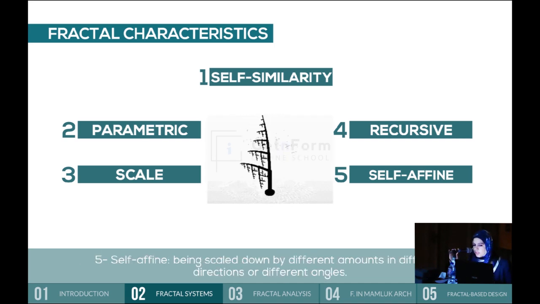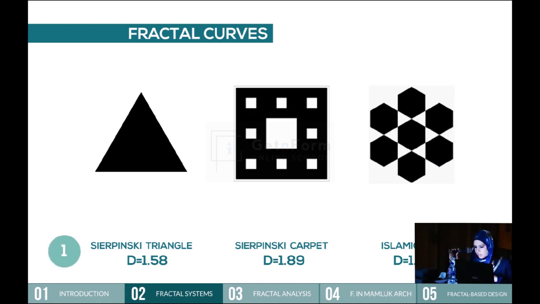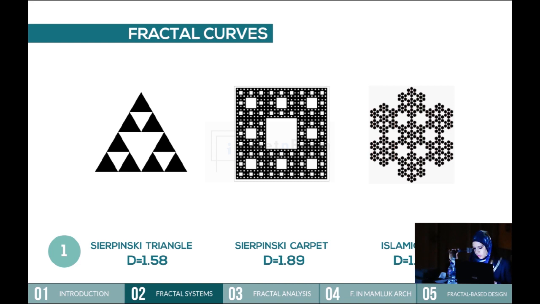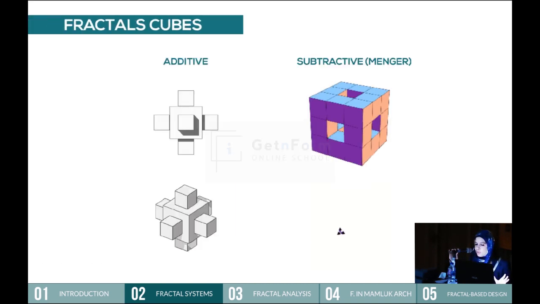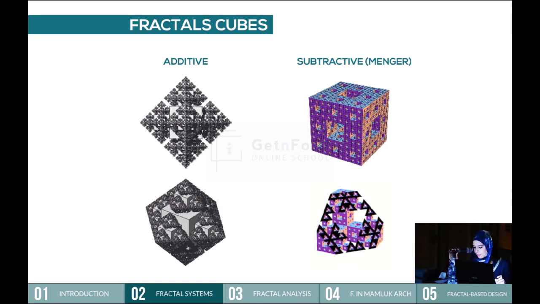These are examples of the fractal curves: the serpentine, triangle, carpet, and the Islamic star. They all lie between 1 and 2. The value of it lies between 1 and 2. For the 3D forms, there are 2 main examples, the additive cube and the subtractive Menger cube.